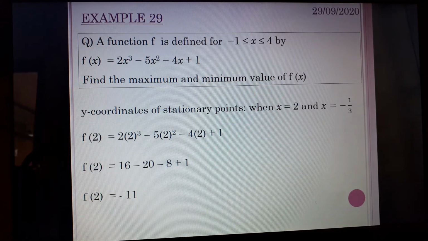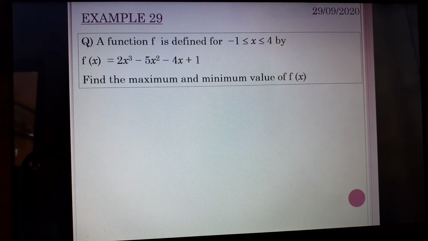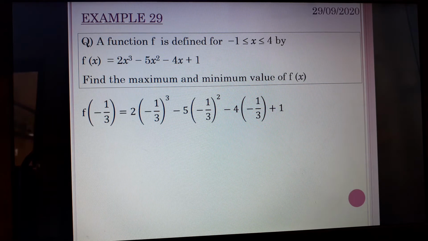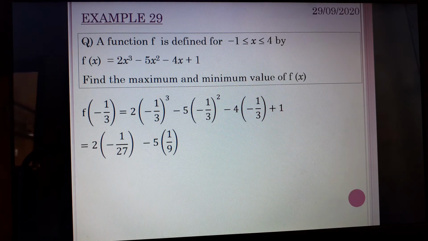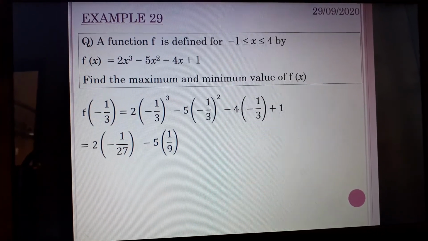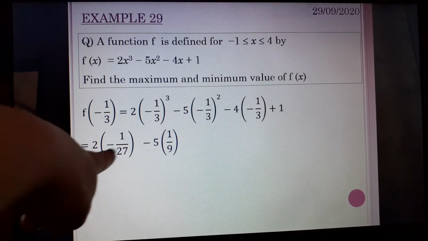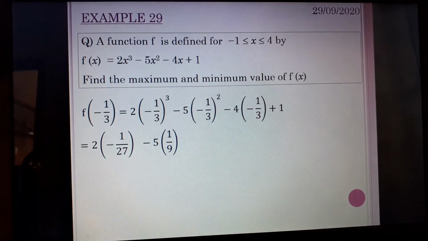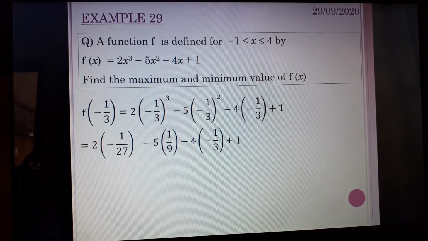Okay, and then we're going to do the same with the -1/3, and again, a more awkward number, so just try to be very careful. So we're going to put the negative 1/3 in. I would do this in stages, work out with negative 1/3. So that would be a 1 cubed over a 3 cubed, which leads to your negative 1/27. Remember, that's 2 times that, 5 times that, okay? Put it all in, work out what we have.